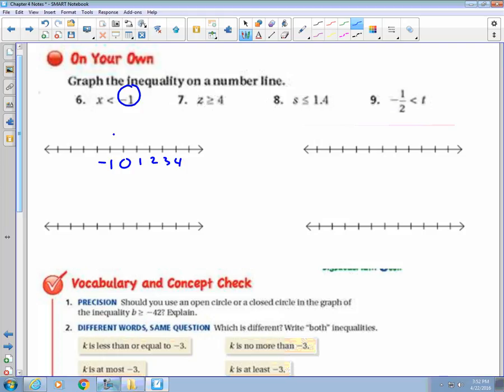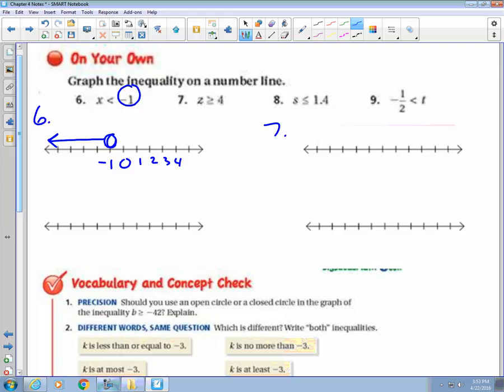So I'm going to put an open circle on the -1, all right, because that's our starting point. And all the numbers that make it true, the x values, are less than the negative 1, that means less than goes to the left. And that would be our graph. All right, so that's number 6 right here.